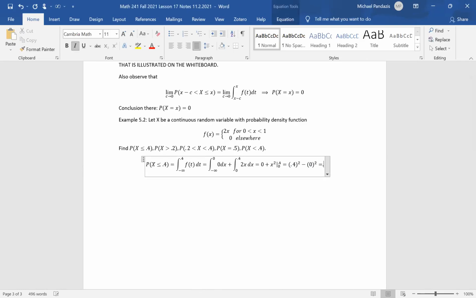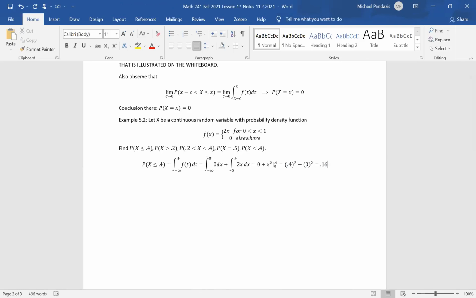Okay, and so that's equal to 0.16. So the probability that x is at most 0.4 is 0.16.